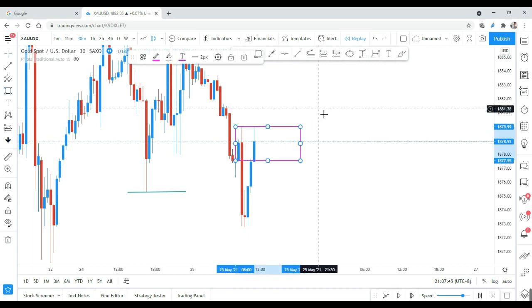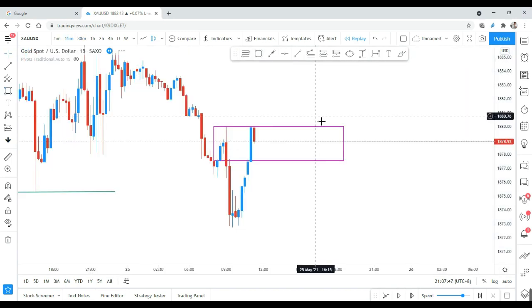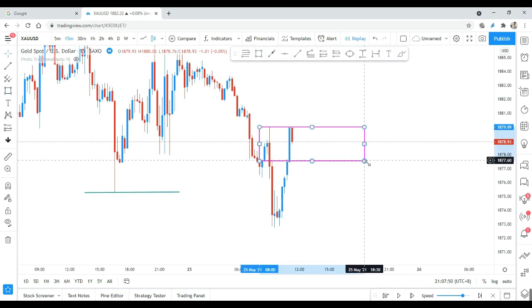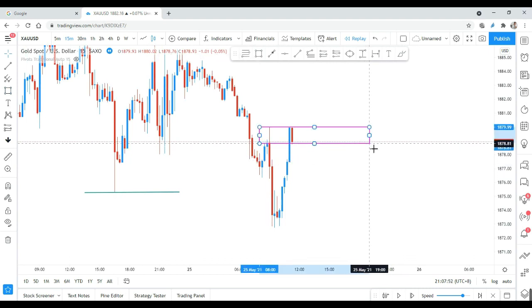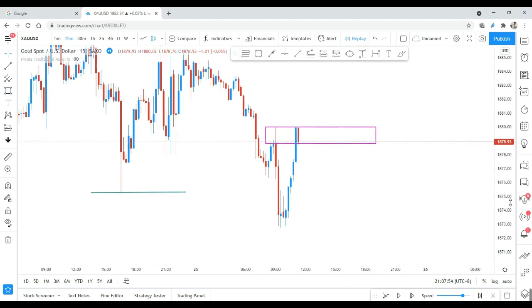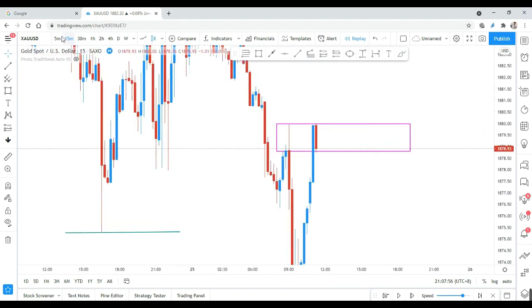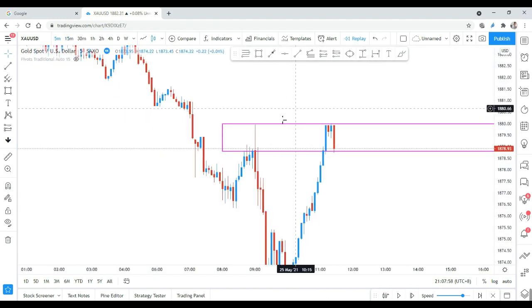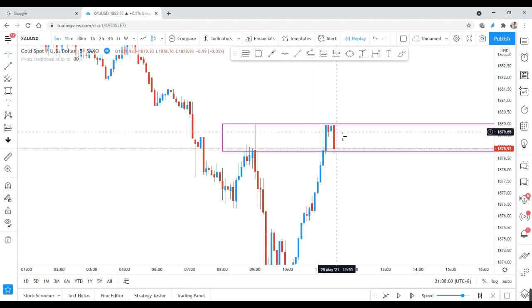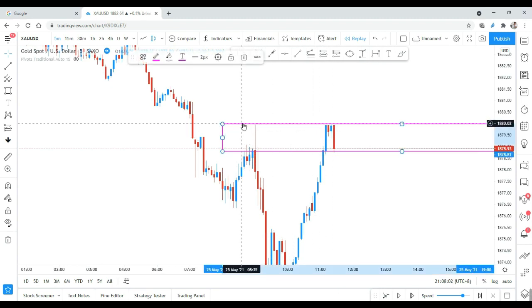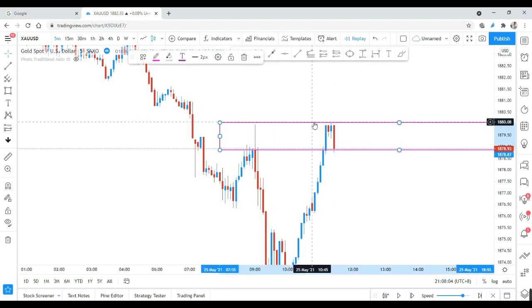Then I switched to a lower time frame. I saw that it's a bearish engulfing over here. Then I switched to an even smaller time frame and confirmed that this is a bearish engulfing. So this is where I place my trade.